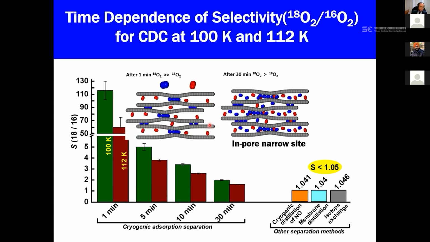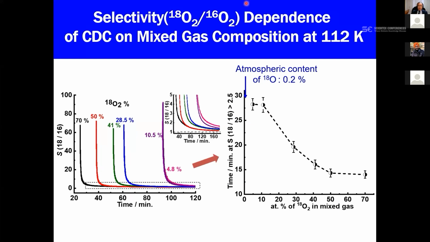And also, how about the effects of the mixed gas compositions? Here, I want to show you such results, 4.8% to 70%. In the 70% case, there is plenty of argon 18, so the selective adsorption sites are quickly depleted, then the selectivity dropped. But in the dilute case, the longer the time, the higher selectivity occurred. Okay.